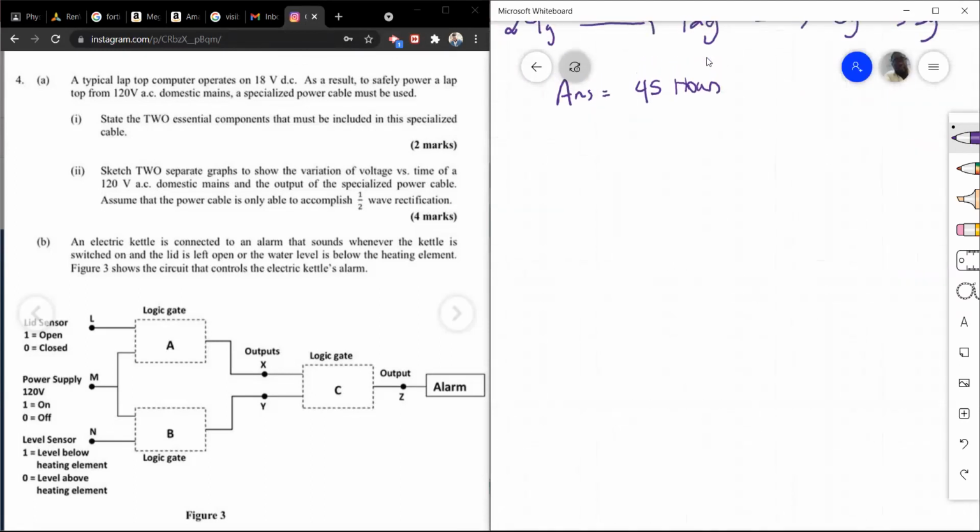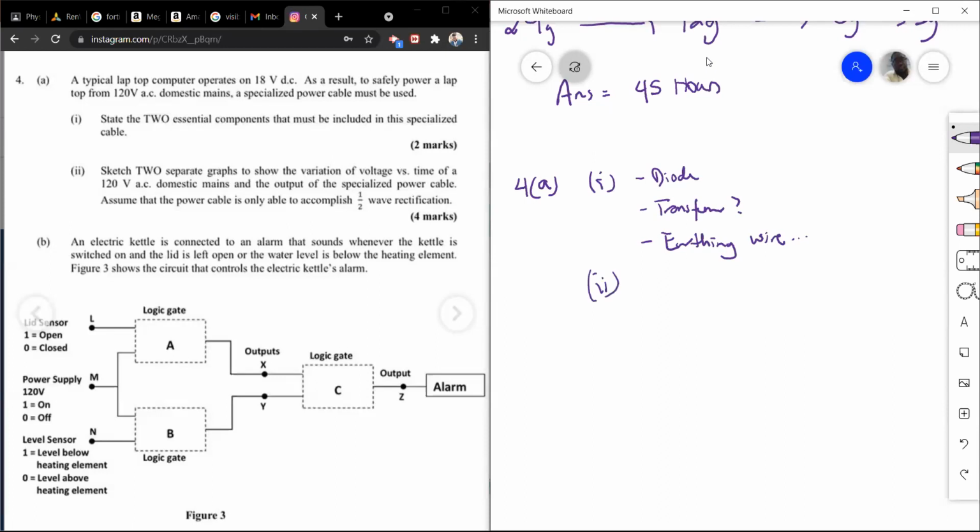So what are we doing for this now? This is 4A part 1. So it's a diode, transformer, earth wire. You've seen the whiteboard, by the way, right? Yes, sir. All right, cool.